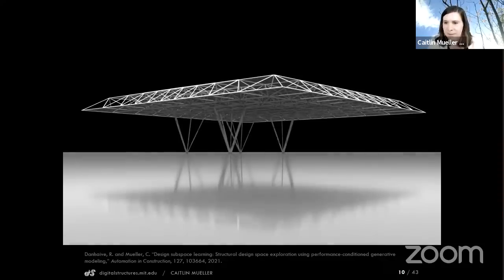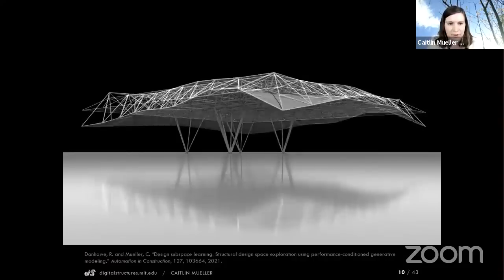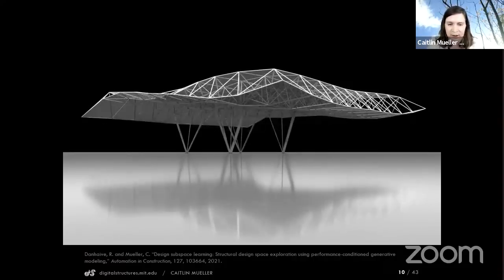What happens if we expand this concept into larger, more realistic scale problems? For example, this large scale truss. We could parameterize this by representing the top and bottom surface of the truss with NURB surfaces that have control points that become variables.